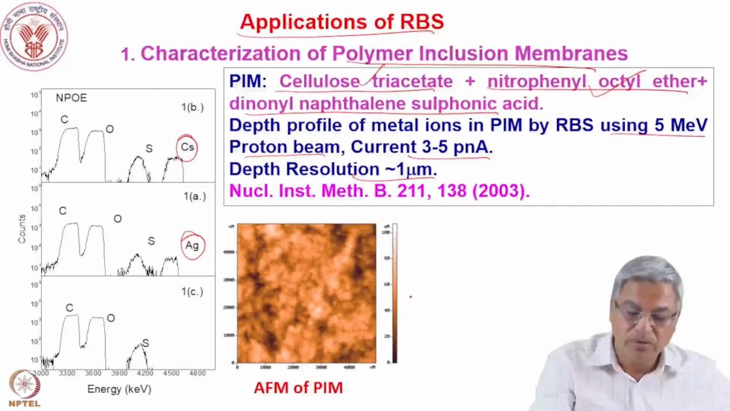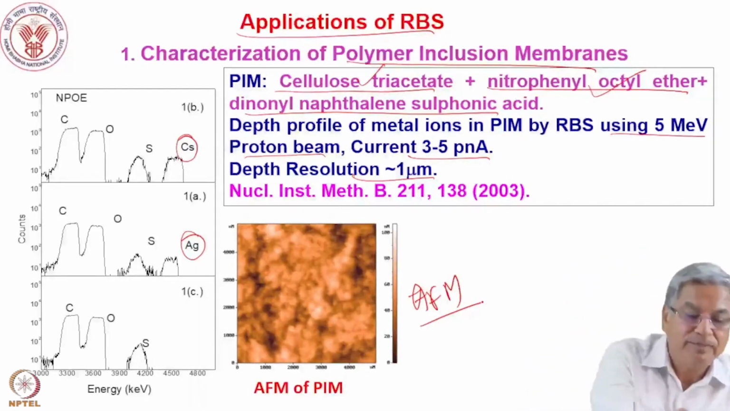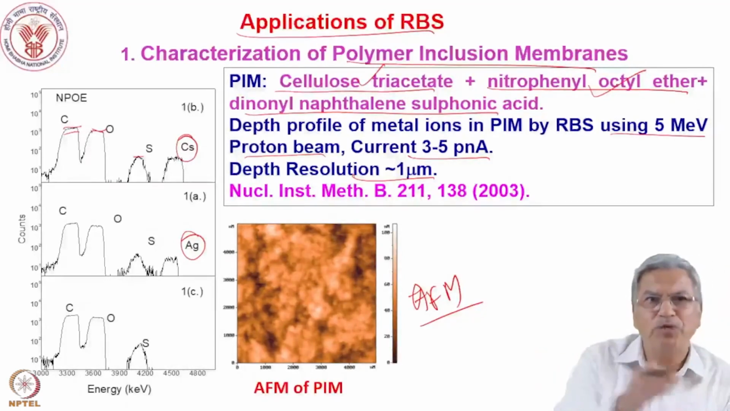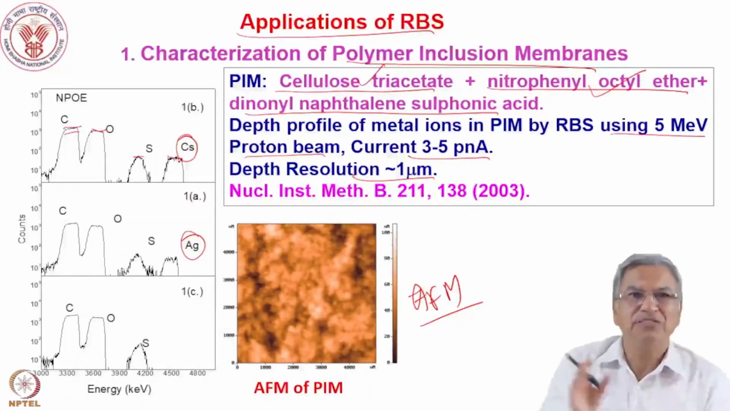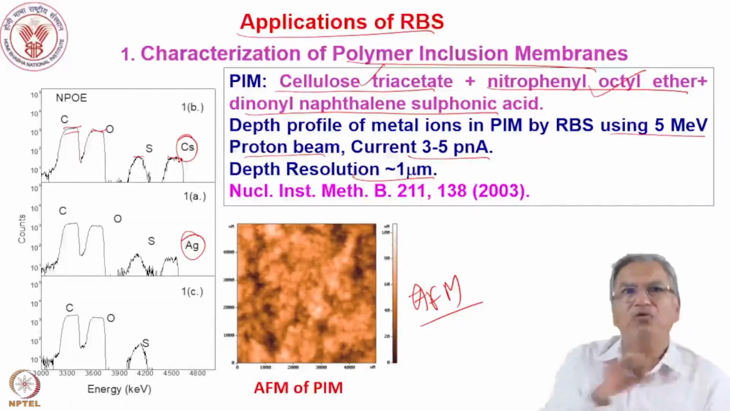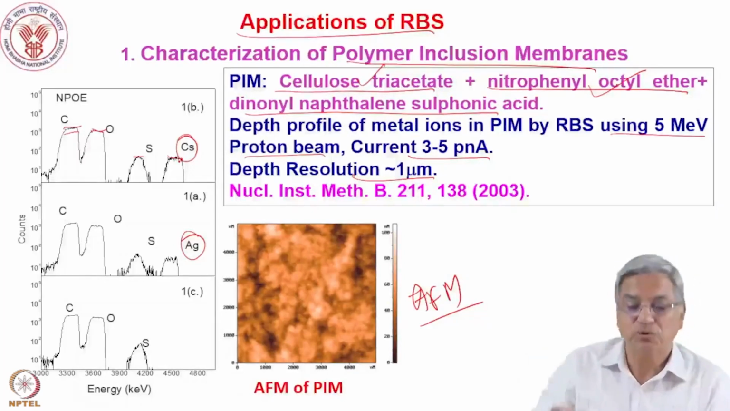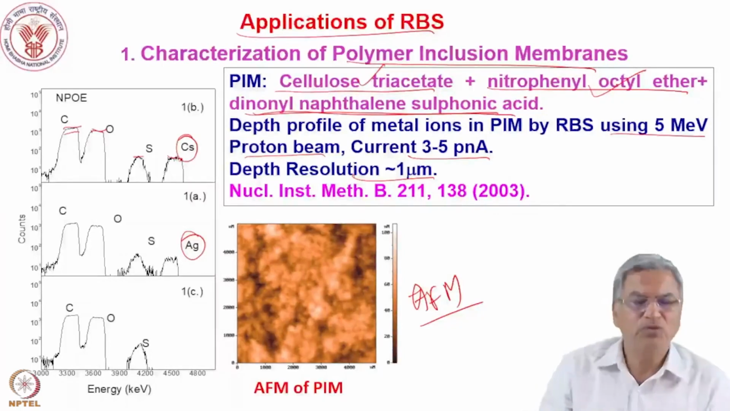And this is the AFM of the polymer inclusion membrane. You can see here carbon, oxygen, sulfur. These are flat, which means the polymer is uniformly distributed. And even the RBS spectrum of cesium shows that cesium is uniformly distributed in the entire membrane. So up to 100 micron, the entire thickness of the membrane, the metal ion is distributed. The idea was to see whether this carrier molecule, the sulfur-bearing molecule, is distributed uniformly in the membrane.